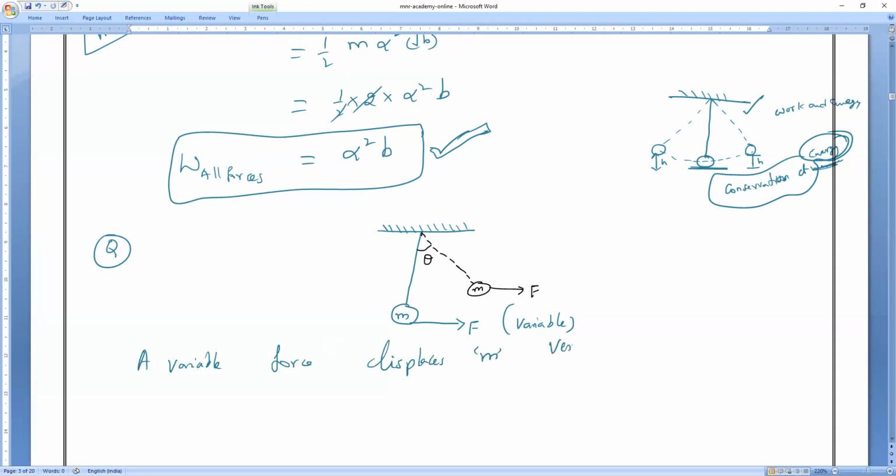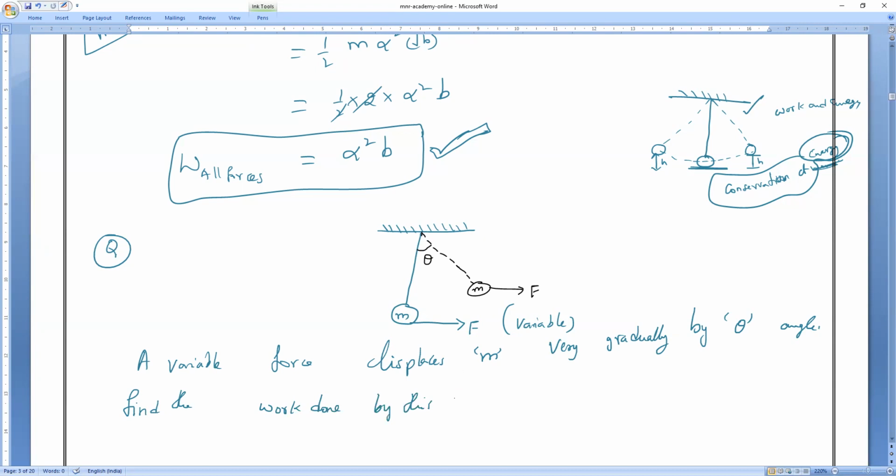Displaces m very gradually by theta, by theta angle. Find the work done by this force. Find the what? Everybody? Work done by this force.